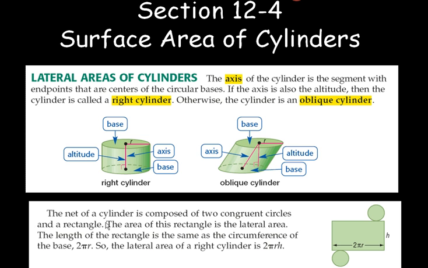So think of the net, as they note here, is sort of the unfolding of a 3D object or a polyhedron. And it's pointing out here, if we were to sort of slice up the surface area of a cylinder, we'd have this rectangle and two circles for the top and bottom bases.